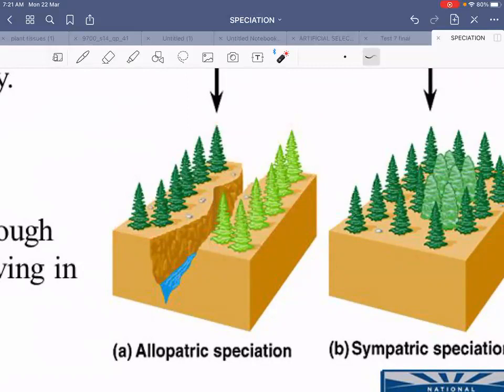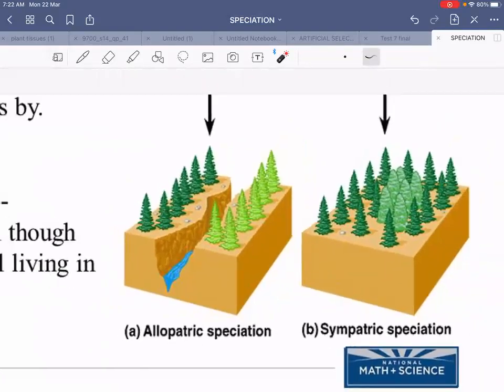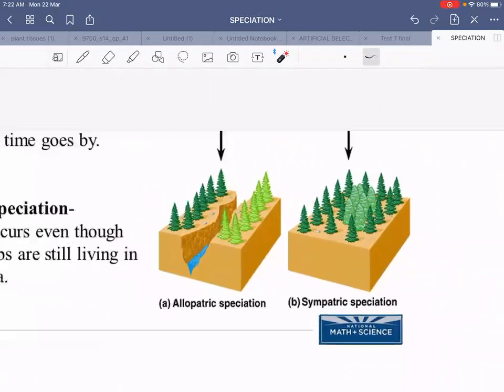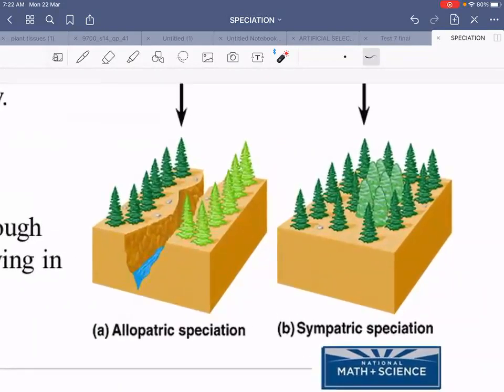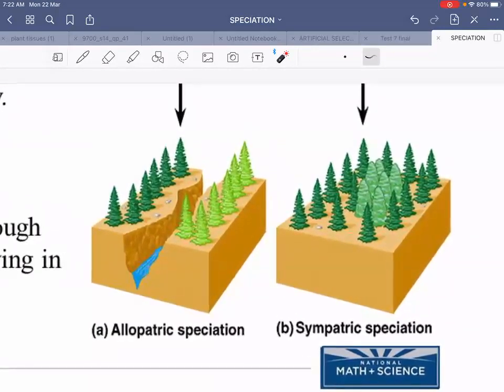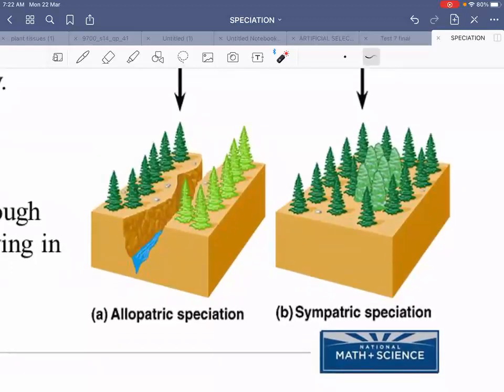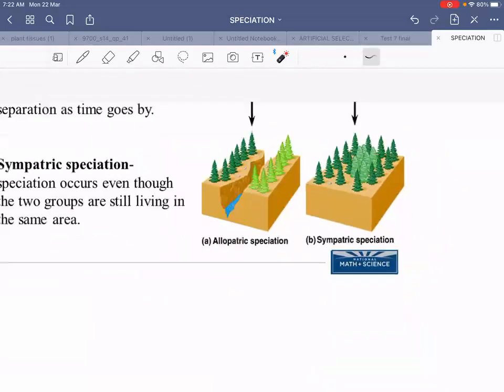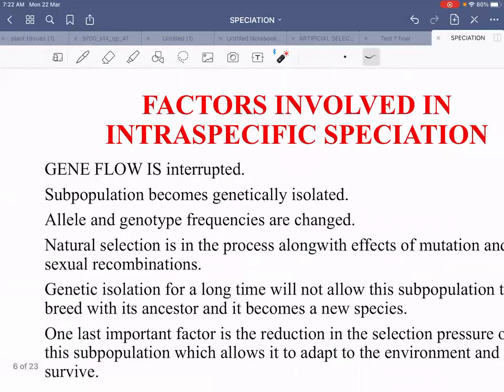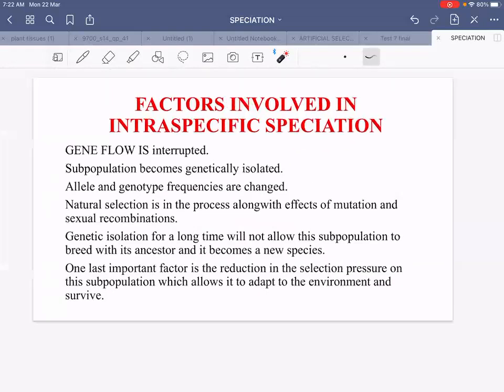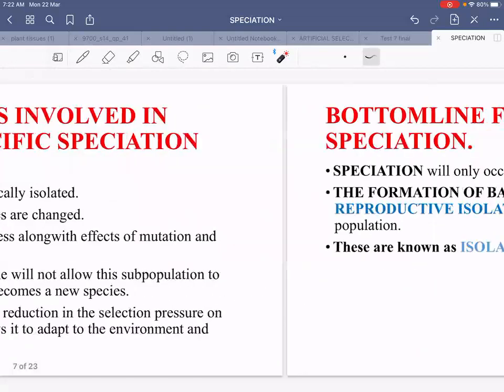So since the pressures will be different, the characteristics that they develop will be different over a period of time. New allele recombinations or sexual recombinations will form, and the possibility of the evolution of a species which has some different characteristics will increase, right? So these are also all the factors that are involved in intraspecific speciation.